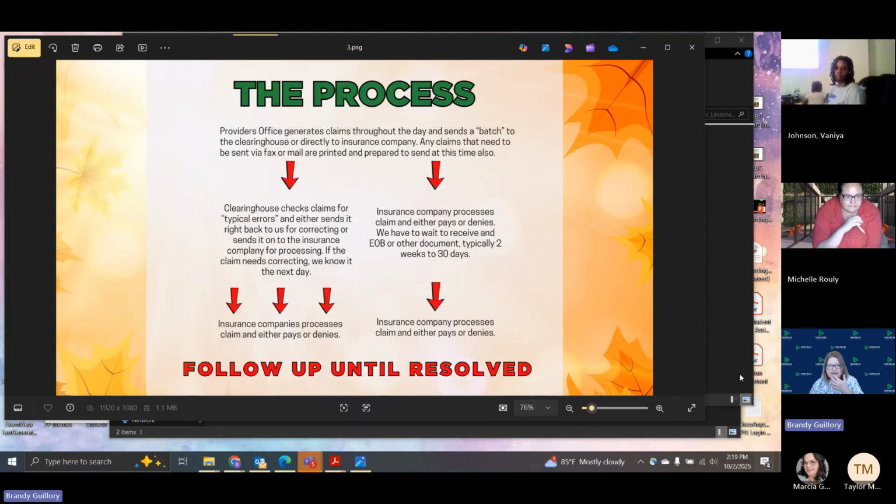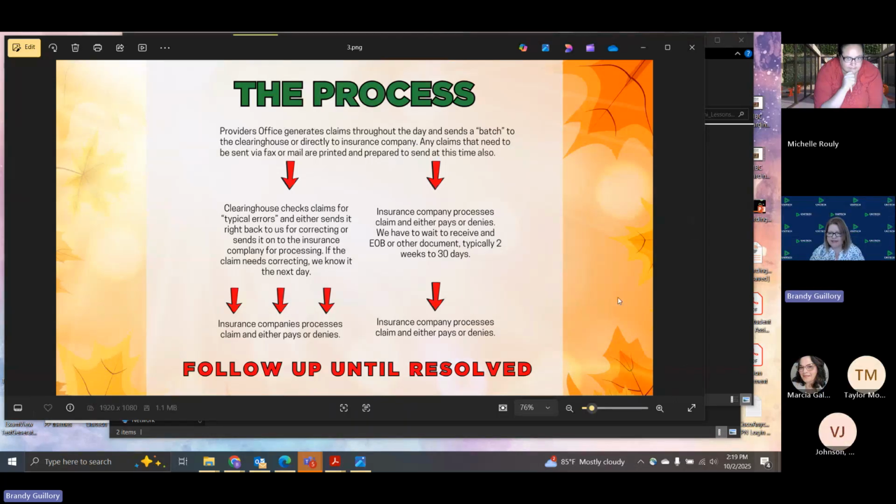All right. Give me a head nod if you can see the process. Thank you. We're going to start at the provider's office and say that our patient has been seen by the doctor. So our office is going to generate the claims throughout the day. And at the end of the day, like y'all have heard me say, we're going to send a batch, right? We're going to put all of these claims together, and we're going to send them either to a clearinghouse, or we're going to send them directly to insurance companies.